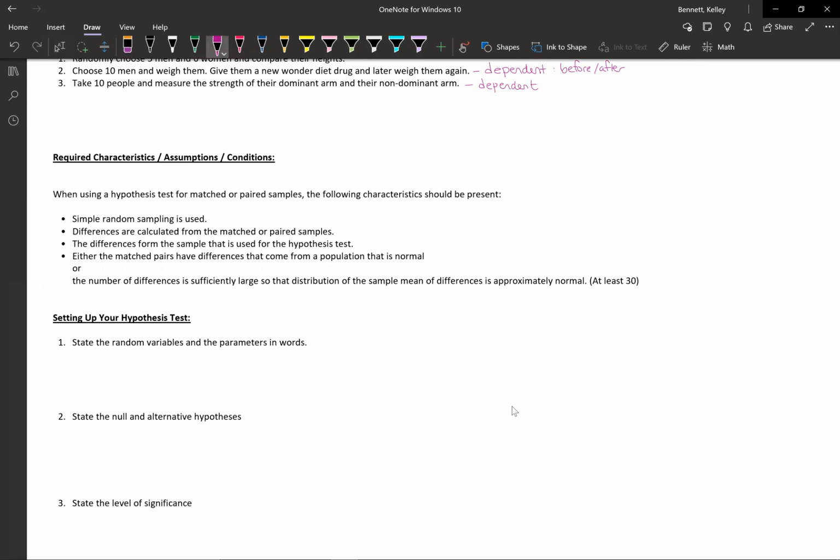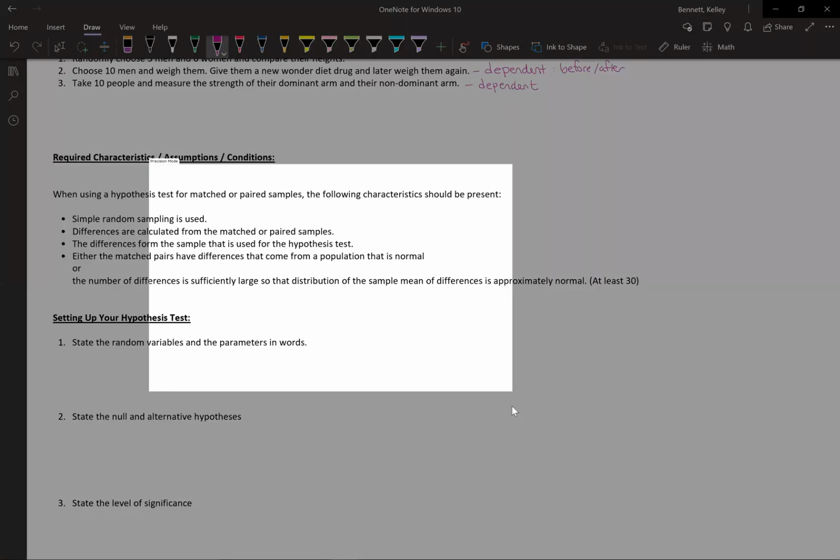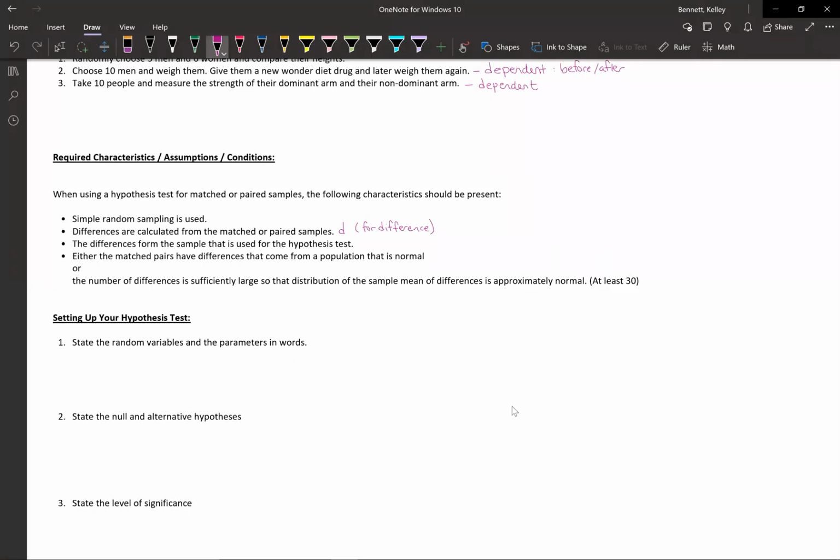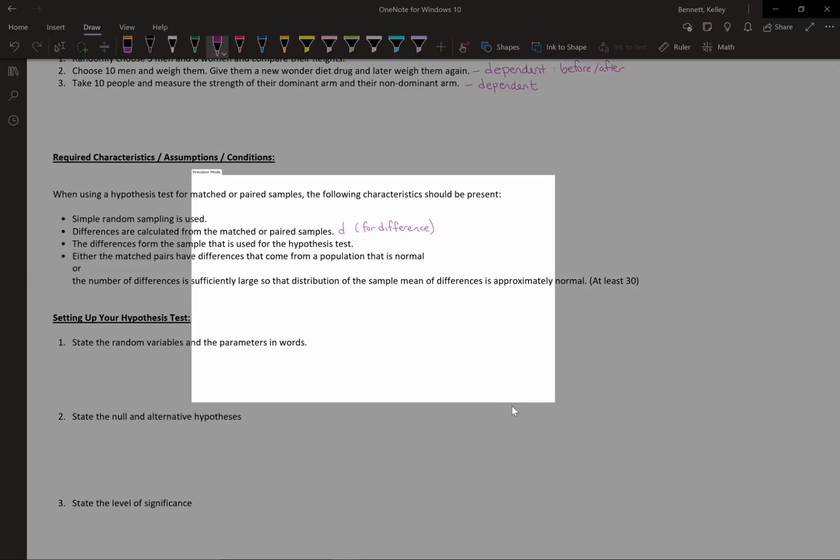So that's the second bullet point. Differences are calculated from matched pairs or samples. So this is going to be D for difference. And then what I'm going to do is take the average of all these differences. That will be D bar. This is going to be the mean of the sample differences.